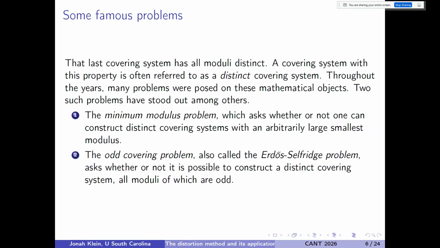The other problem that we won't really be talking about that much today is the odd covering problem, which is also called the Erdős-Selfridge problem. Famously, they disagreed about what the solution was. And it asks whether or not it's possible to construct a distinct covering system with all moduli odd. The first one of these was solved about 10 years ago. The last one is still wide open. Well, I think if you look on Erdős problems, there are some people who claim an AI proof, but their Lean formalization has holes in it, and they're just saying it's fine, and anyway. So presumably still open.